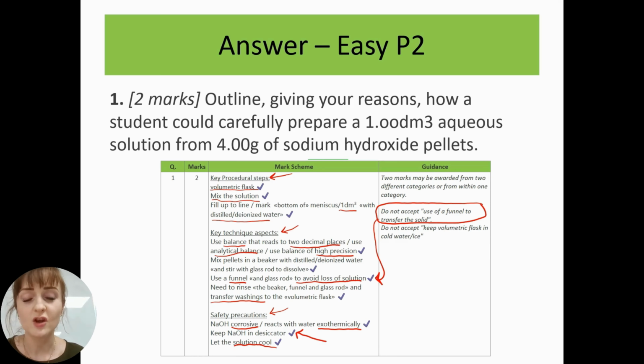So this mark scheme was actually quite generous, allowing 2 marks to be awarded from any of the categories, including 1 from each or 2 from the same category.